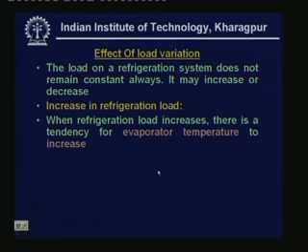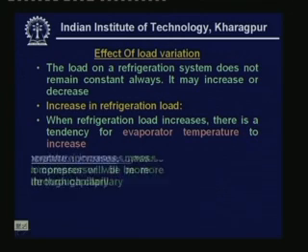When the refrigeration load increases, there is a tendency for evaporator temperature to increase. Why does the evaporator temperature increase? Because once the load increases, more liquid boils, and so the evaporator pressure increases. As a result, evaporator temperature also increases.